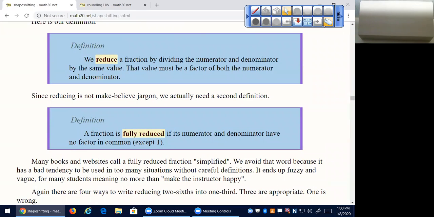Okay, definitions. When we reduce a fraction, we're dividing both the numerator and denominator by the same value. And it's fully reduced if we've done that as much as we can. The only factor they have left in common is 1.